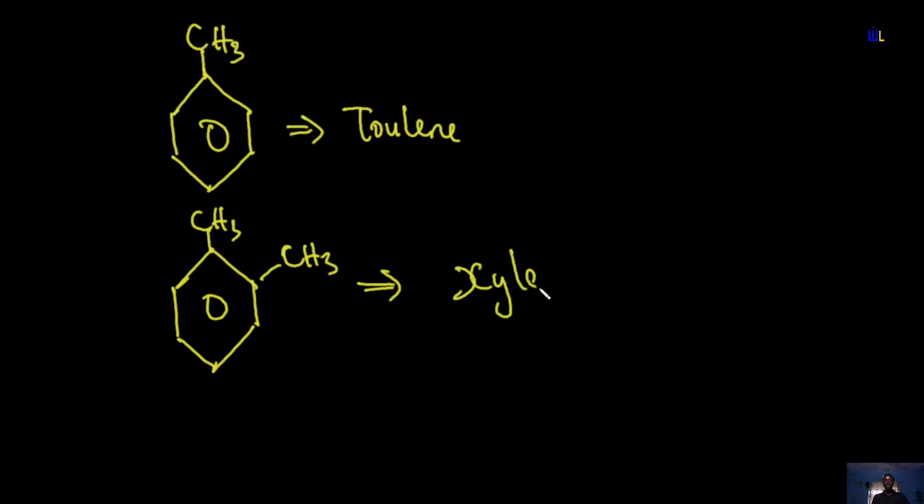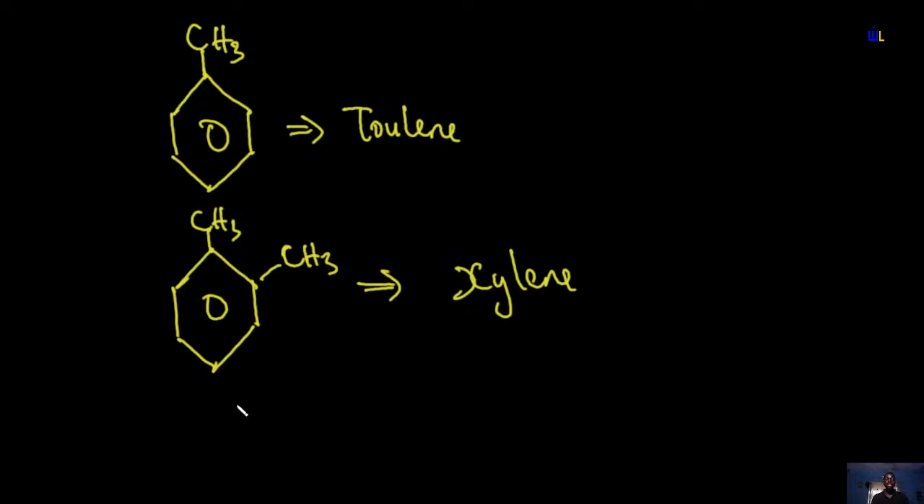Now, it is important you take note of these names because they are going to be used in naming. A dimethyl is going to be referred to as xylene. There are many forms of xylene. We are going to discuss that as we go further, so just have that in mind. When one methyl group is attached to benzene, it is toluene. When two methyl groups are attached, it is xylene. These are the important ones you need to know.